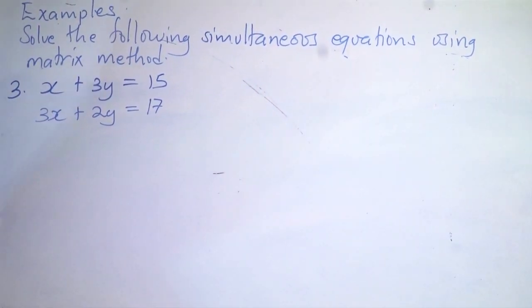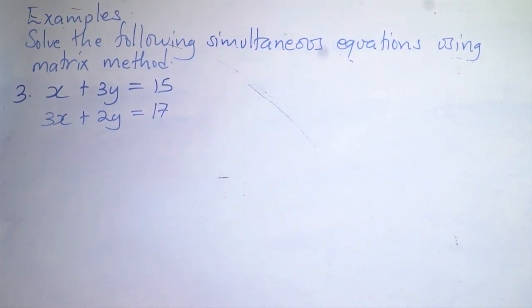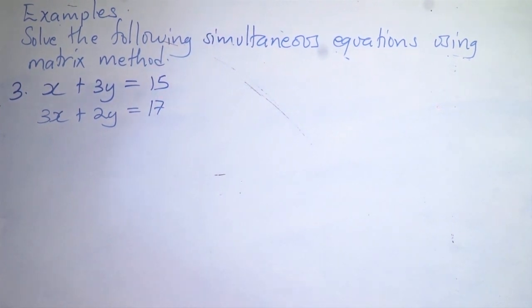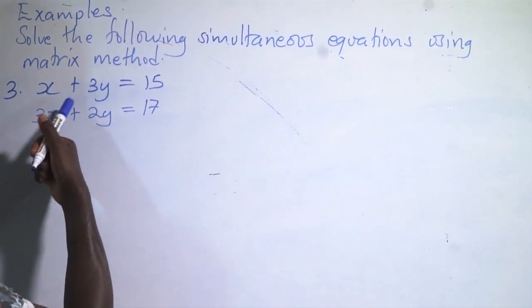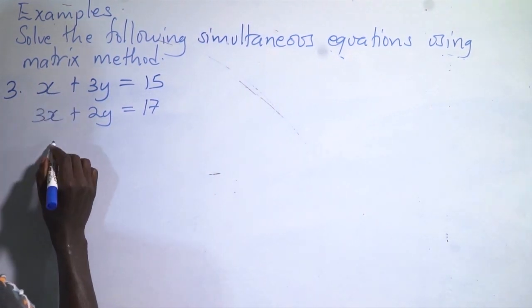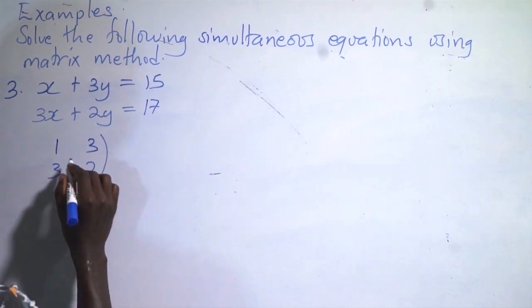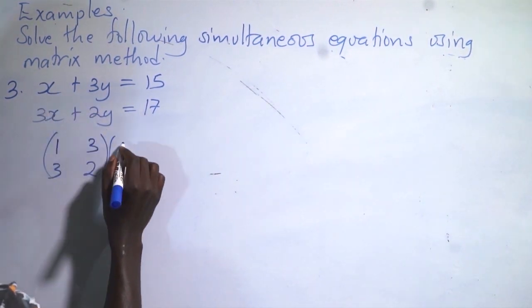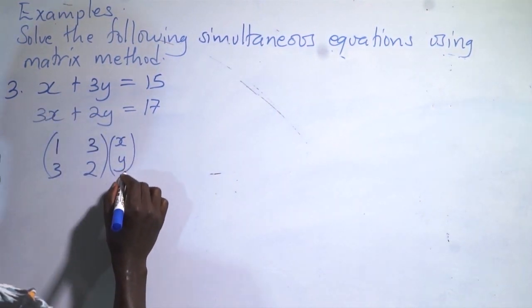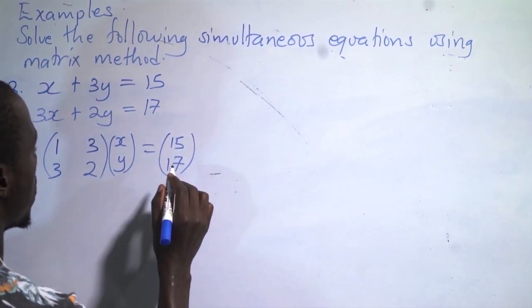So that is our last example. x plus 3y is equivalent to 15. 3x plus 2y is equivalent to 17. Very fast. We make matrices all over. This is 1 coefficient, 3, 3, a 2. The first unknown there is x, then y is equivalent to 15, then 17.